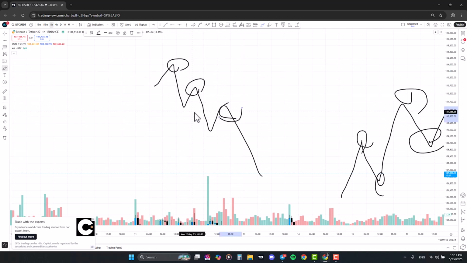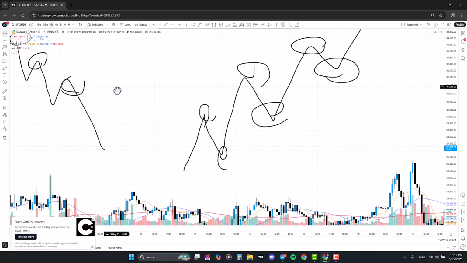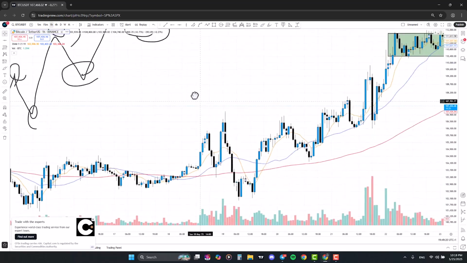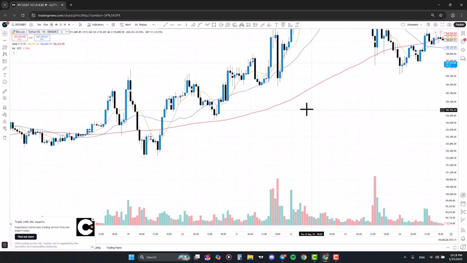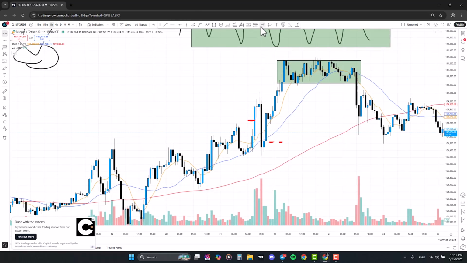Now, a bear market is exactly the opposite. It creates lower highs and lower lows. High, lower high, lower high, low, lower low, lower low, and it continues like that. These are the 2 types of trends we can have in the primary trend, whether bullish or bearish.